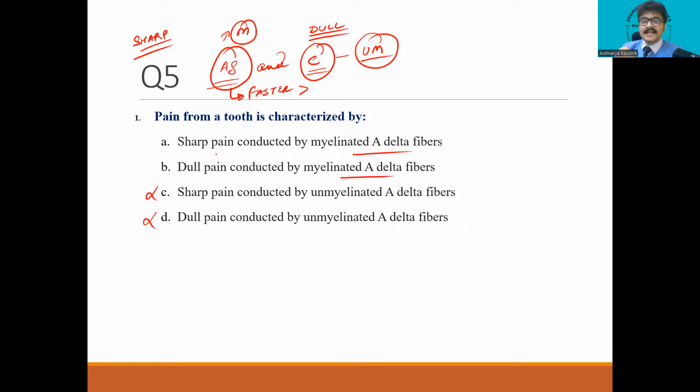Now let us look at the other details. Sharp pain versus dull pain. Now dull pain is not carried by A delta fibers. It is carried by C fibers. So B option gets cancelled. We reach the correct answer. That is option A. Right, friends?